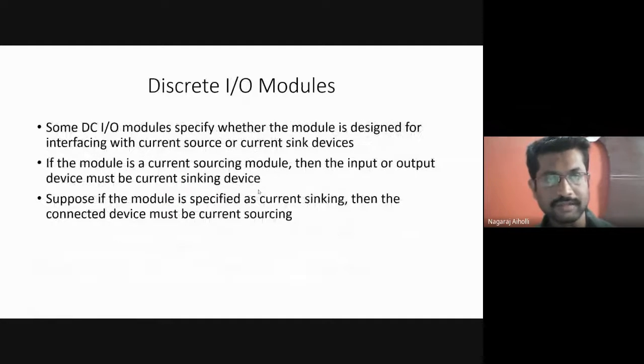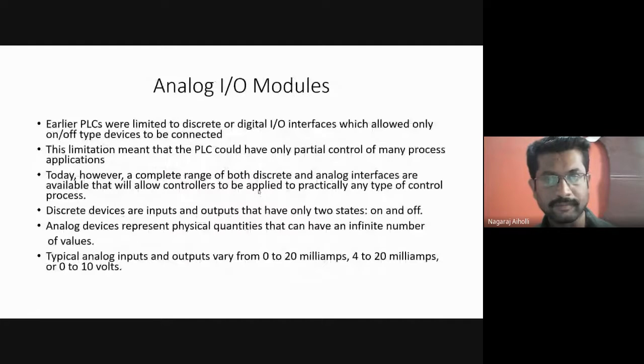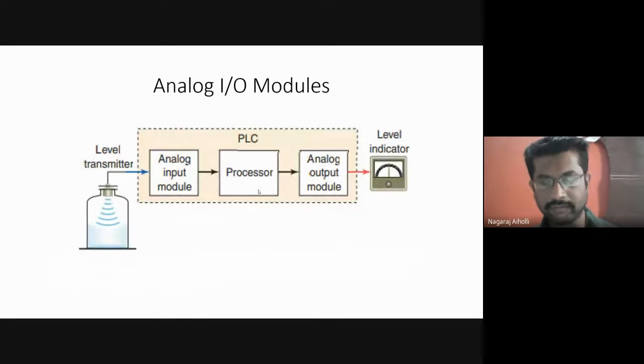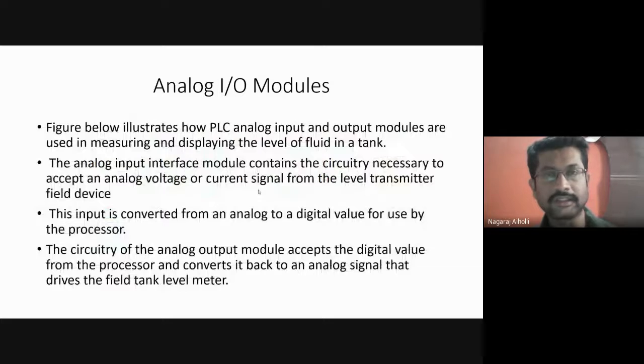Same explanation in terms of points. Then a little bit about analog to digital converter. An analog to digital converter is a module which converts the analog signal into a digital signal. A digital to analog converter is a module, or an IC, a component which converts the digital signal into an analog signal.